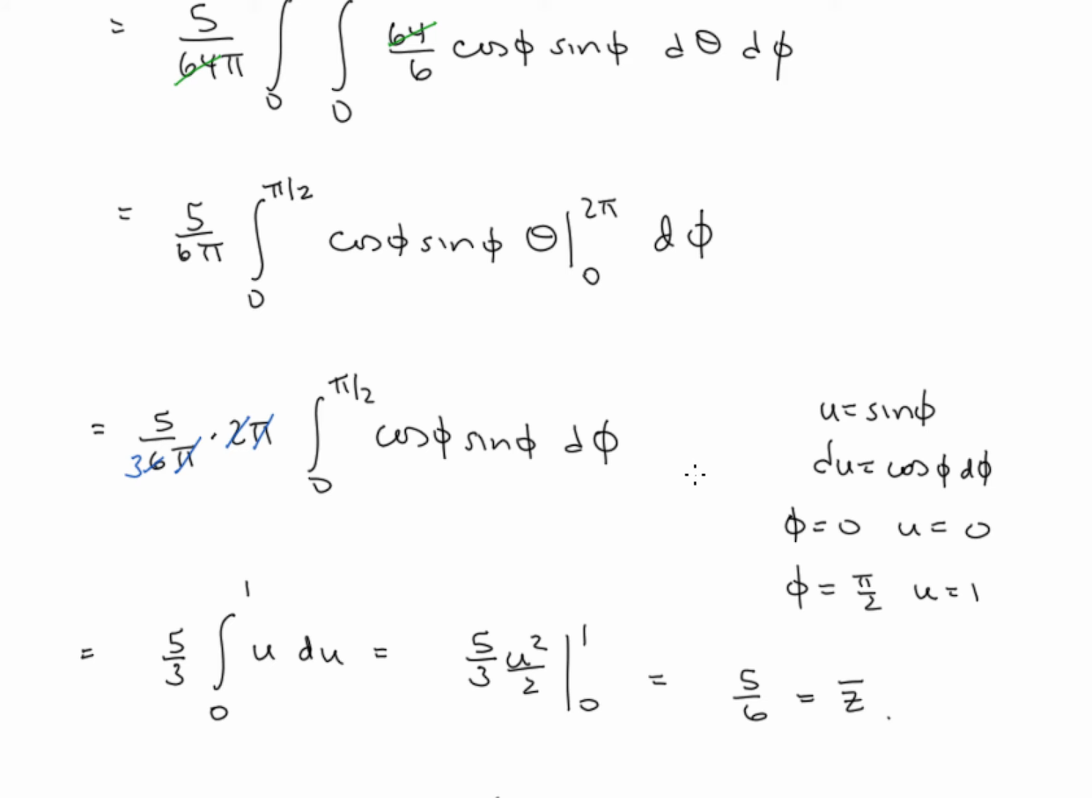This is a nice u sub. U is equal to sine phi, so du is cosine phi d phi. So we have integral of u, and our bounds become 0 and 1. And so we get 5/6 to be z bar. So that's the z-coordinate of our center of mass of the hemisphere.